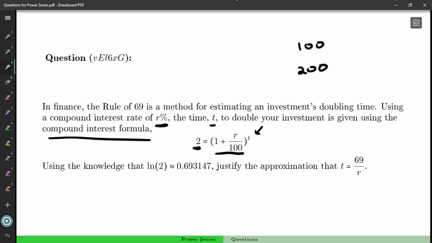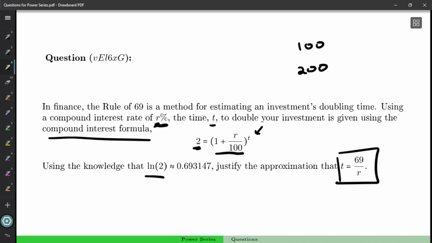We're being asked, using the knowledge that ln 2 is approximately 0.693147, to justify the approximation that instead of rearranging and solving for t, you could just say t is 69 divided by whatever the rate is. And this is a real financial approximation that people do use. It's got variations, rule of 72, rule of 70, but yeah, it's a real thing.